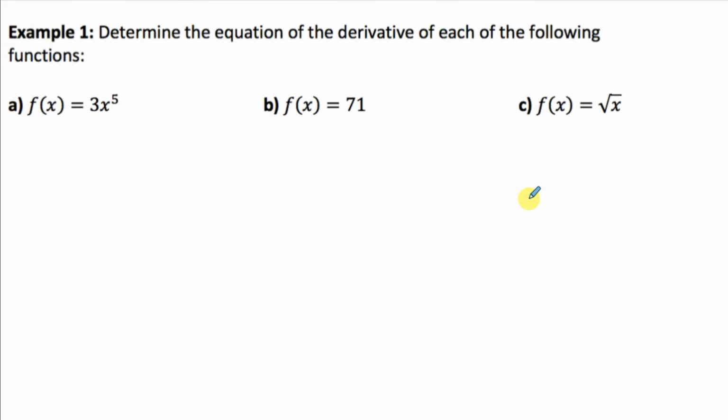Alright, let's do a few examples now. Let's find the equation of the derivative of a few different functions. Let's start off with f at x equals 3x to the power of 5. We want the derivative, f prime of x, would equal, take the exponent on the x, multiply it by the coefficient, 3 times 5 is 15, keep the x, and reduce its exponent by 1. So it becomes 15x to the 4.